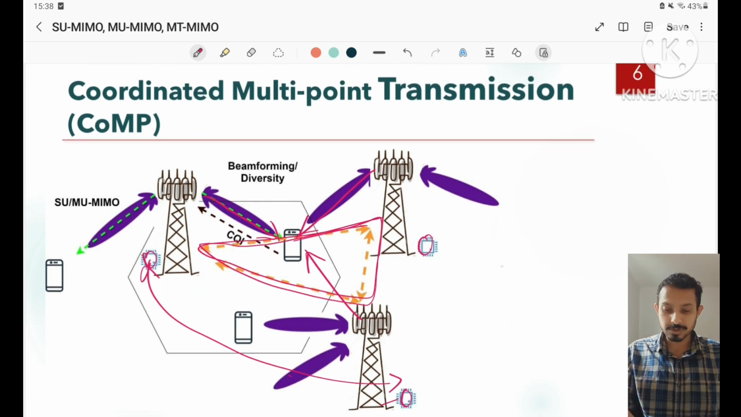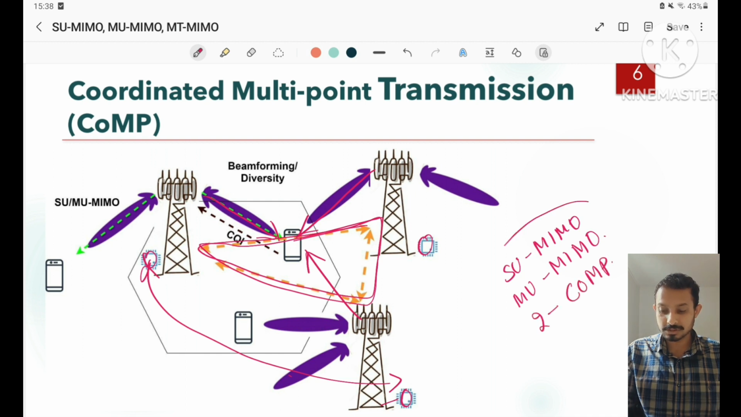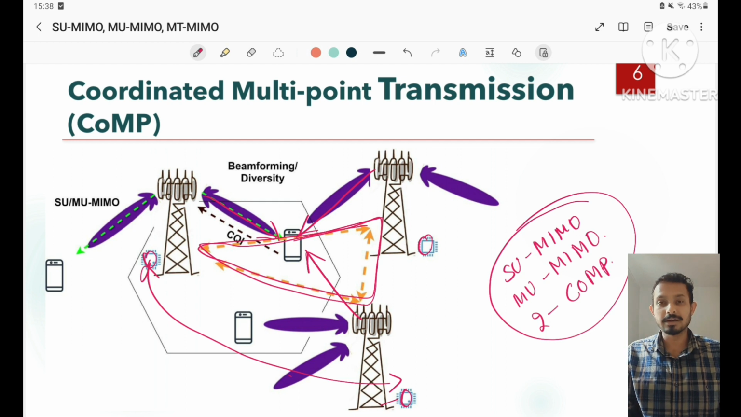So in this video, we studied the basics of single user MIMO, multi-user MIMO, and the two forms of CoMP, coordinated multi-point transmission.